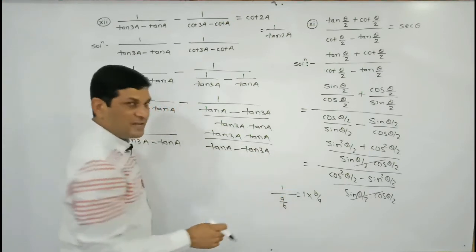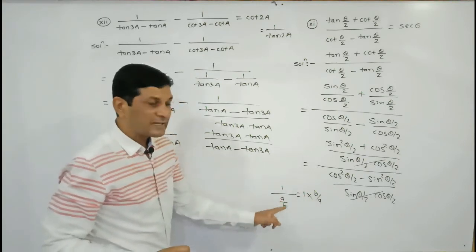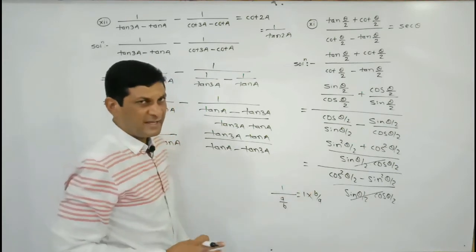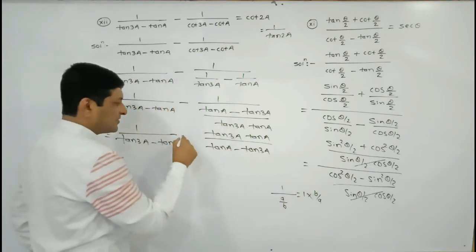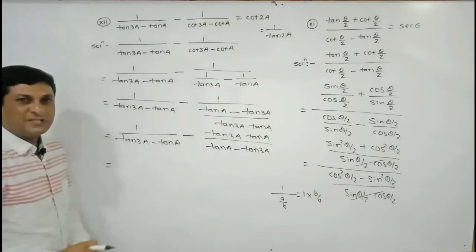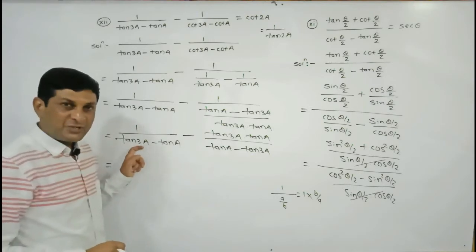If a by b is divided and if we multiply it, then we have to take the reciprocal of a by b. And what is its reciprocal? b by a. So all these techniques you have studied in your earlier classes also. So which is equals to, now if you observe the denominator very carefully, what is the denominator of the first term? Tan 3a minus tan a.